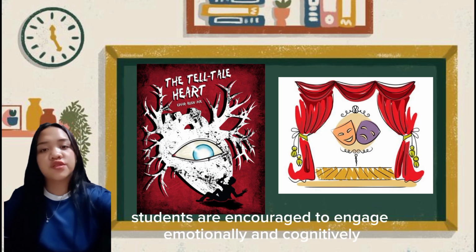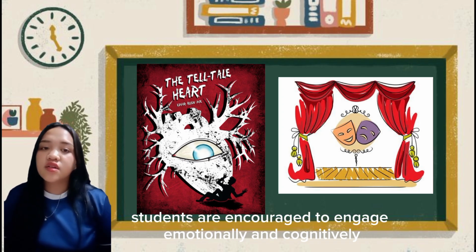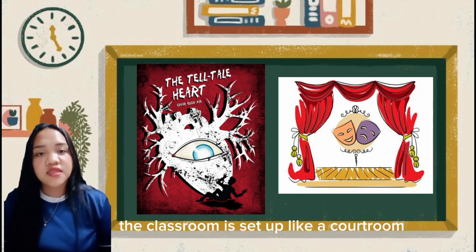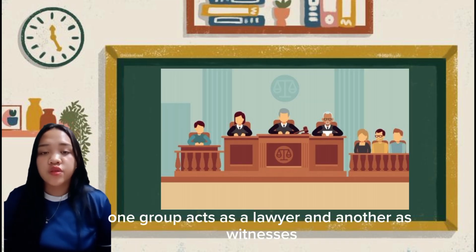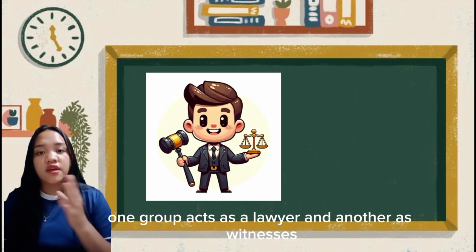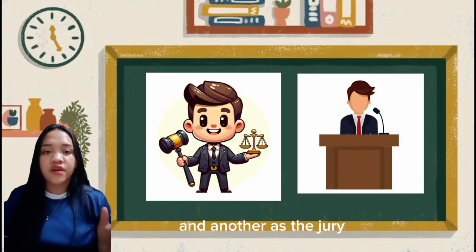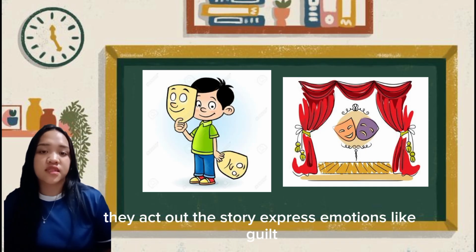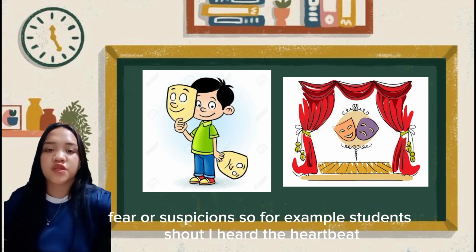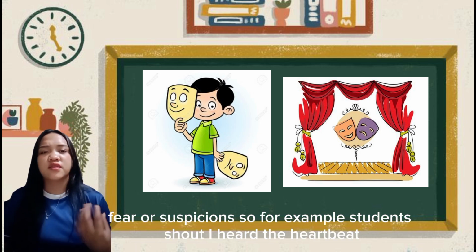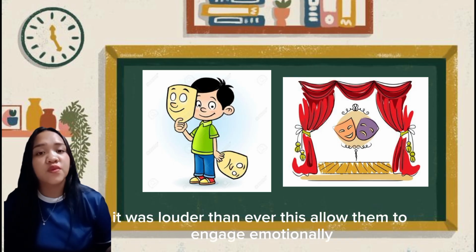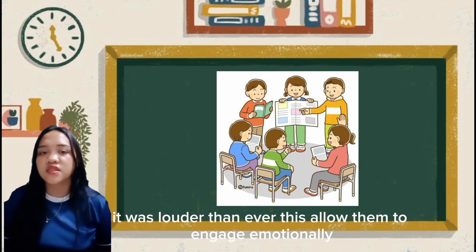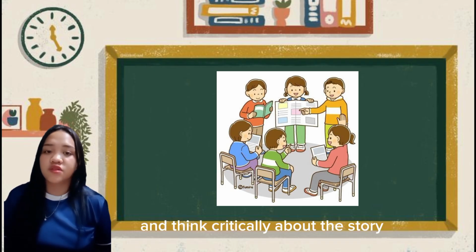Students are encouraged to engage emotionally and cognitively by reenacting parts of the story. The classroom is set up like a courtroom. One group acts as lawyers, another as witnesses, and another as the jury. They act out the story and express emotions like guilt, fear, or suspicion. For example, a student shouts, "I heard the heartbeat. It was louder than ever." This allows them to engage emotionally and think critically about the story.